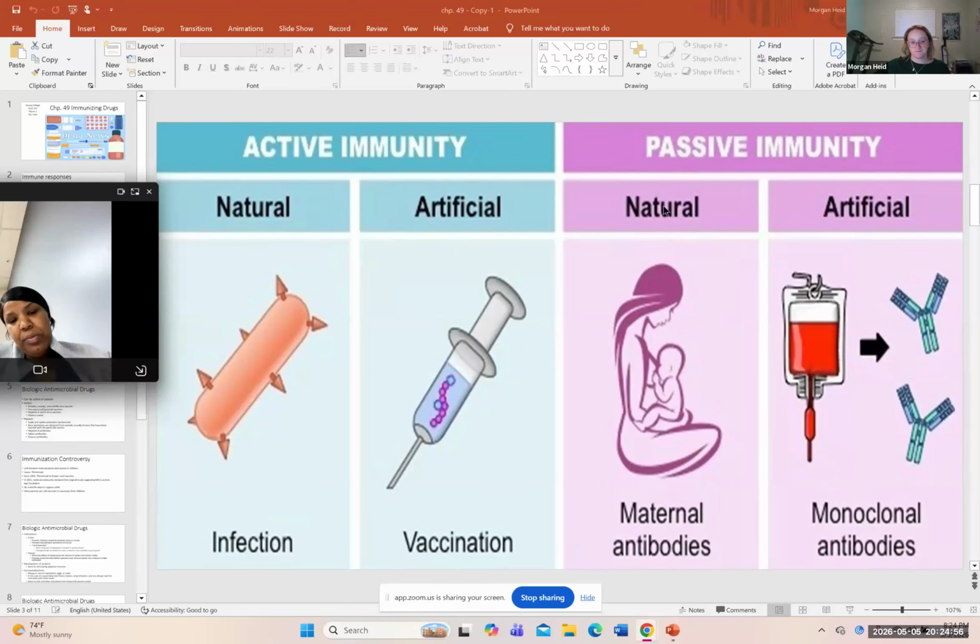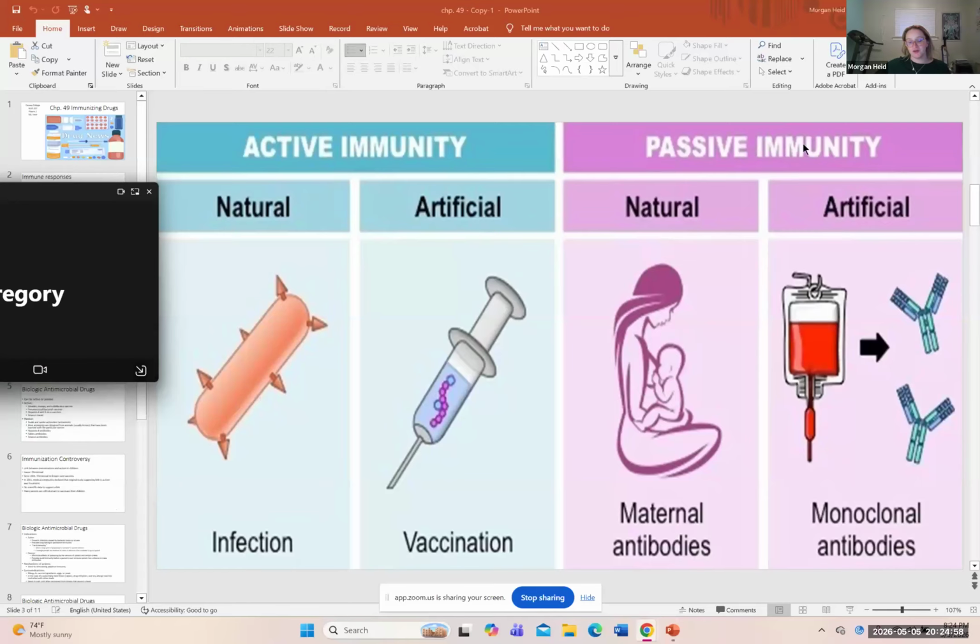Okay. And then passive immunity. Okay. This again is me getting antibodies from someone else. So the natural way that this happens is in pregnancy. Babies get antibodies from their mother while they're in utero from the placenta or from breast milk. And then me getting it from someone else through human manipulation, which would be the artificial, would be like we talked about, those monoclonal antibodies.